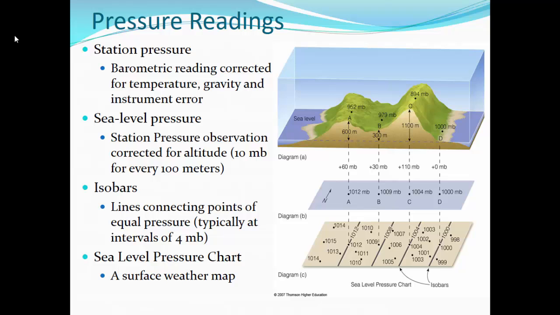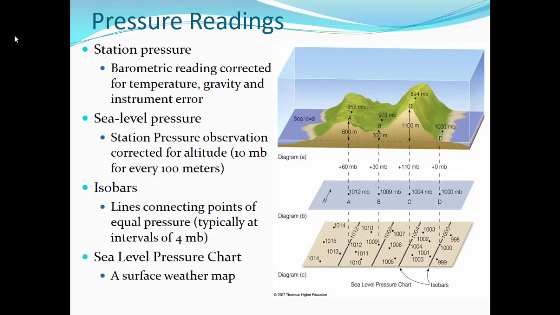Sea level pressure is station pressure observations corrected for altitude, and the correction's pretty straightforward, 10 millibars for every 100 meters. So in each of these situations, we are going to add millibars for the height above the surface: 600 meters, 300 meters, 1,100 meters. And then what we get on that flat sea level pressure chart at the very bottom is station readings of station A being 1,012 millibars, corrected for altitude. Station B being 1,009 millibars. Station C 1,004, and station D 1,000 millibars.